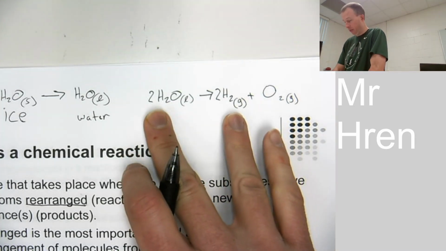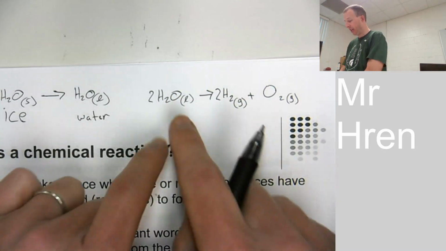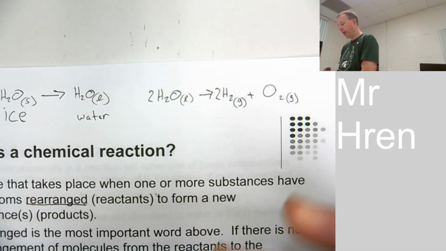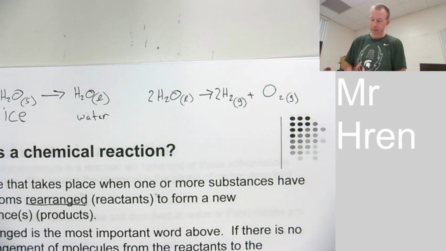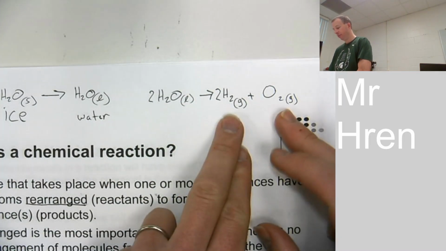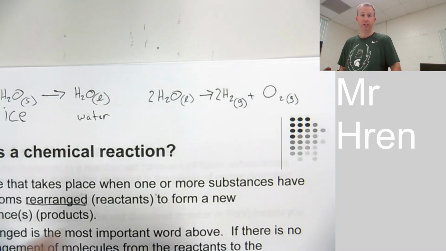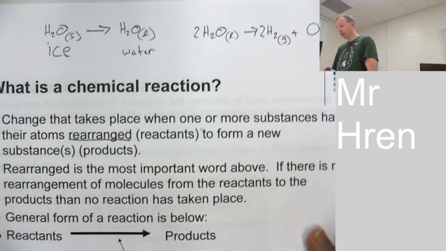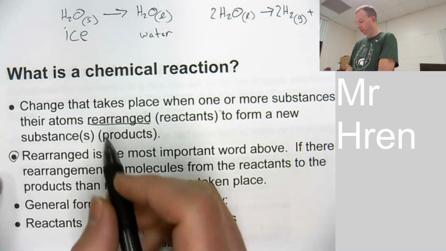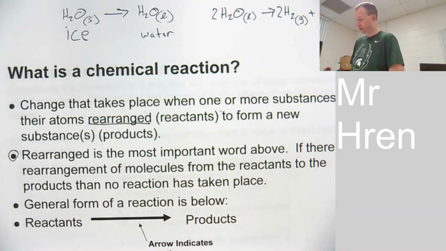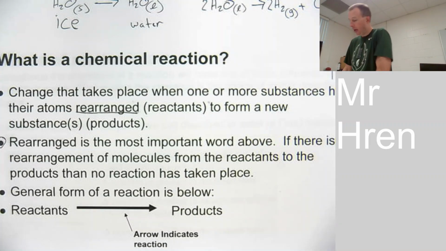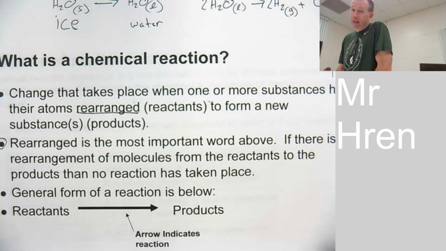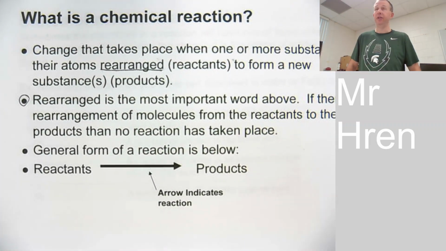And we'll explain where those numbers came from, all that stuff. But the point is that you have one substance, and the atoms in that substance were rearranged to make new substances, something else, something different. It's very important. So the key word is rearrange. Rearrange is the most important thing there. And if something is not rearranged, then again, nothing happens, or at least I should say, a chemical reaction doesn't happen.